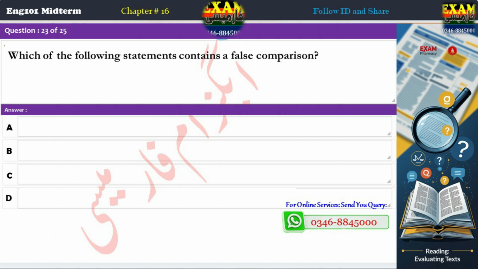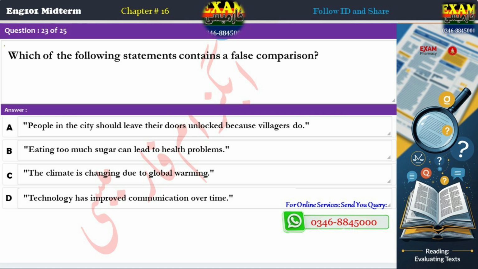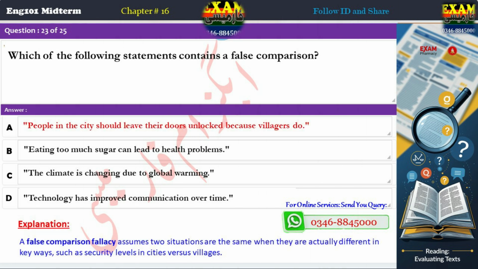Question 23. Which of the following statements contains a false comparison? A. People in the city should leave their doors unlocked because villagers do. B. Eating too much sugar can lead to health problems. C. The climate is changing due to global warming. D. Technology has improved communication over time. Correct answer: A. People in the city should leave their doors unlocked because villagers do.